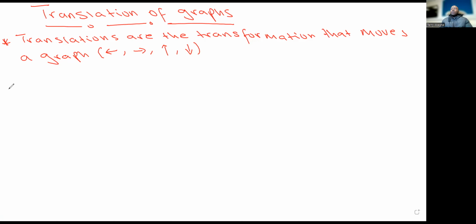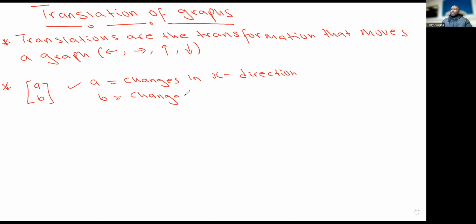Okay, so regardless of the type of translation, the changes that happen to a graph on the x-axis or the y-axis are always written in the column vector form. Usually we write it like this, A and B. Does that make sense? So that means A are the changes that happen in the x direction, while B refers to the changes in the y direction.